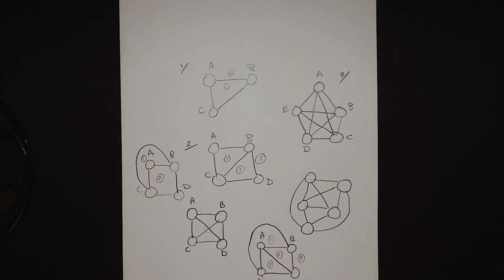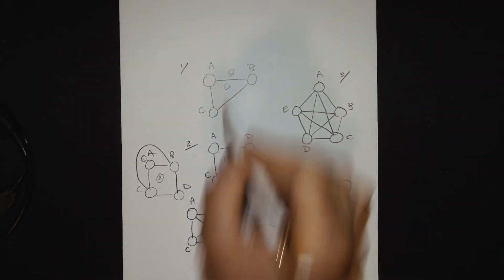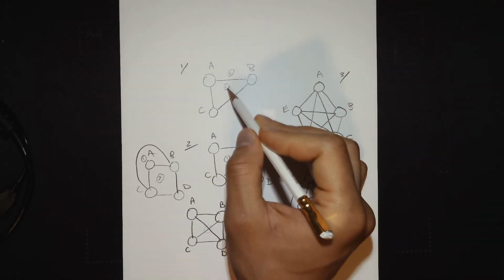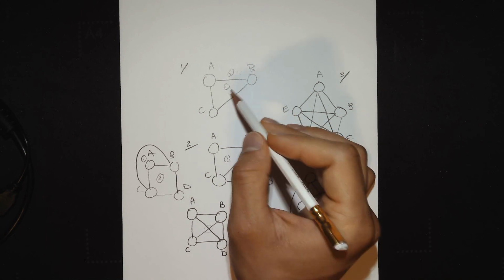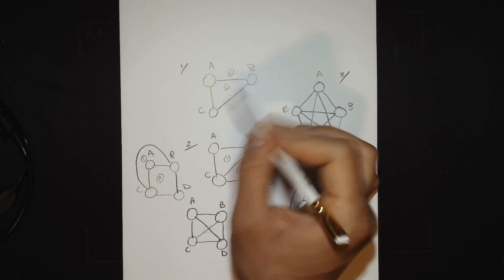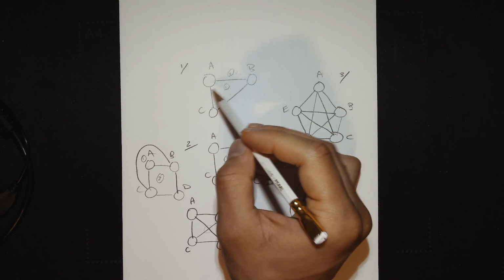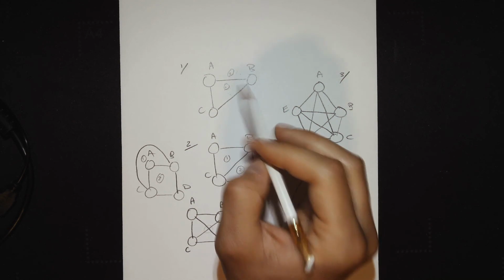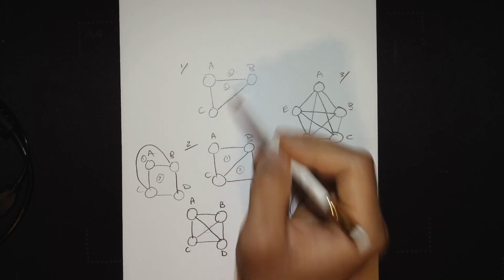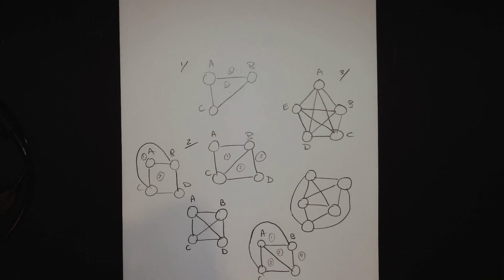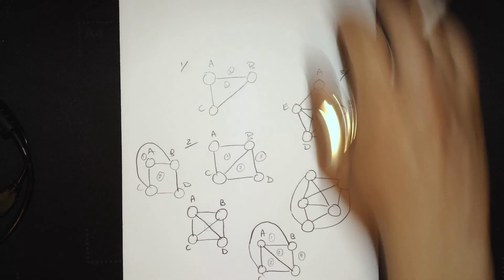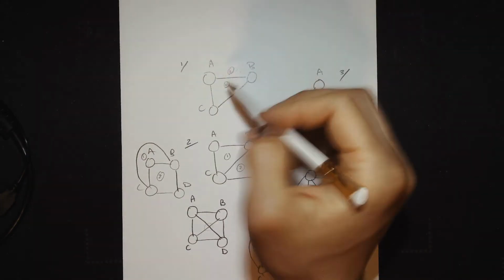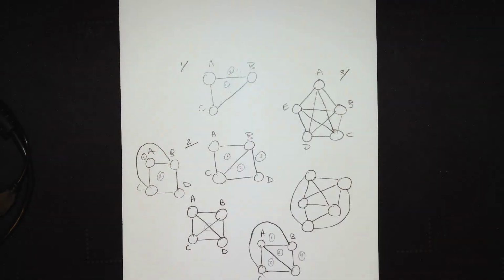So let's look at those examples. In this first example, these two faces. The face that's bounded by these three edges on the inside, A to C, C to B, and B to A, is adjacent to the face that is to the outside of those three edges, to the outside of the graph.